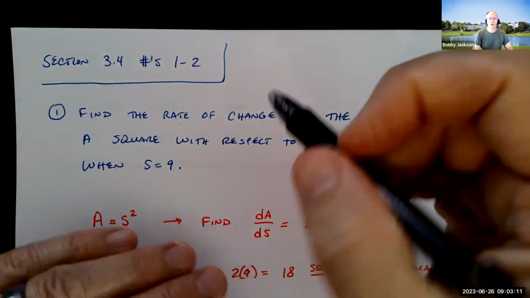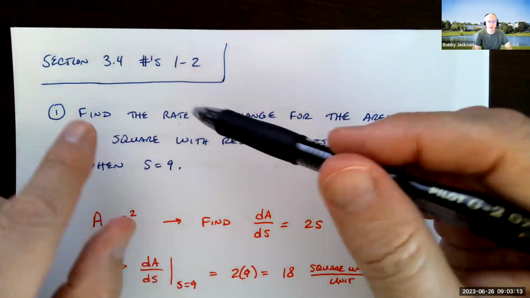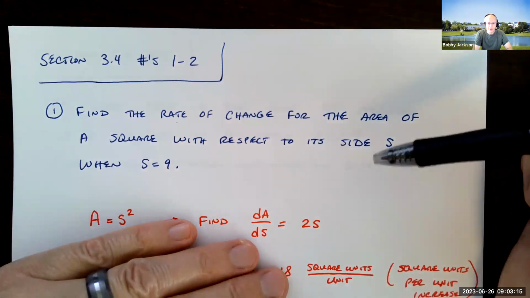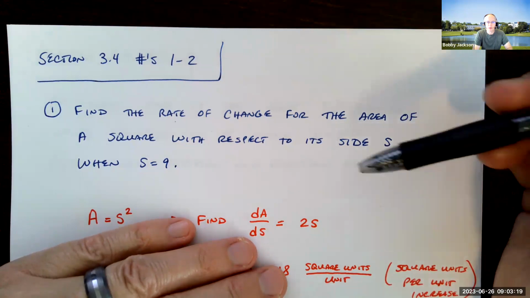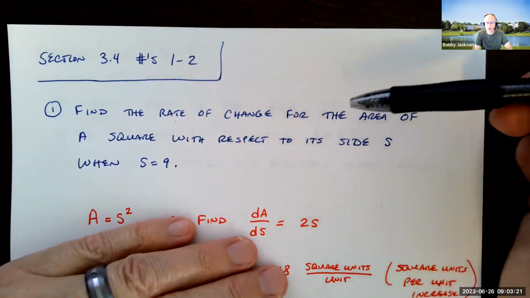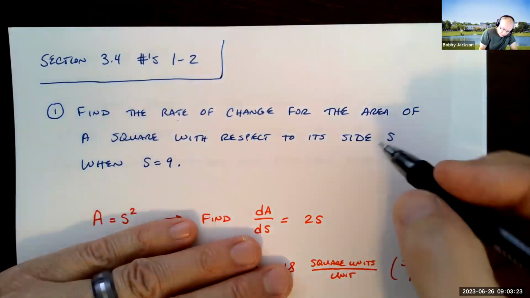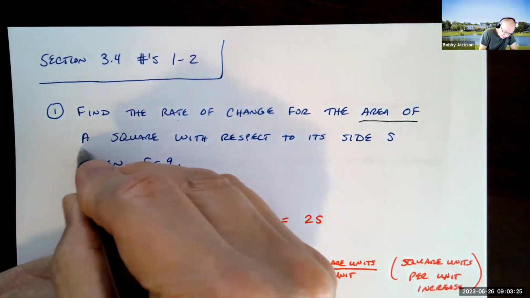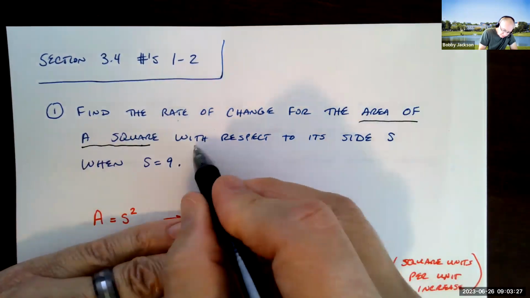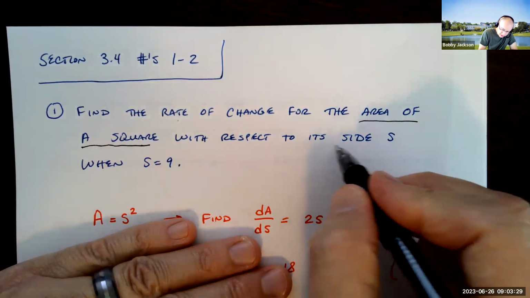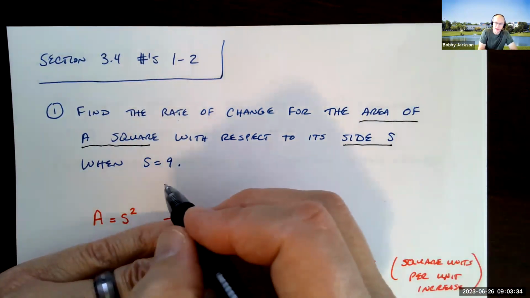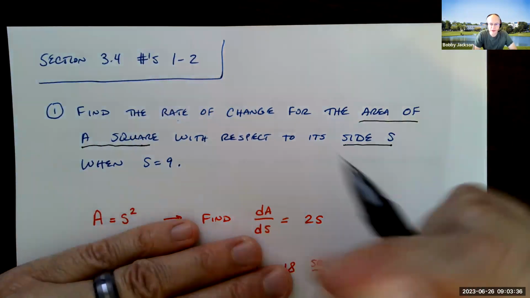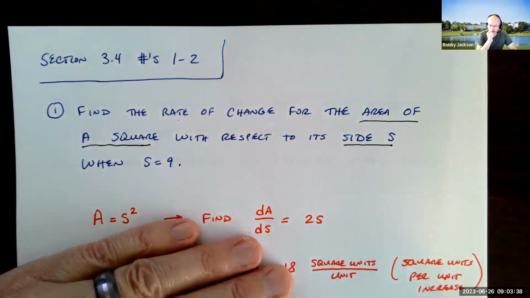Hey everyone, we're going to look real quick at numbers 1 and 2 in section 3.4, just some easy get-you-going rate of change problems. The first one is to find the rate of change for the area of a square with respect to its side S, when S is equal to 9. We're not given any units with this problem, but I'll talk about that in a minute.